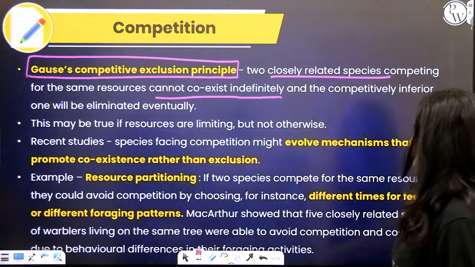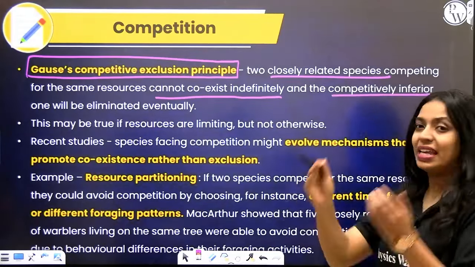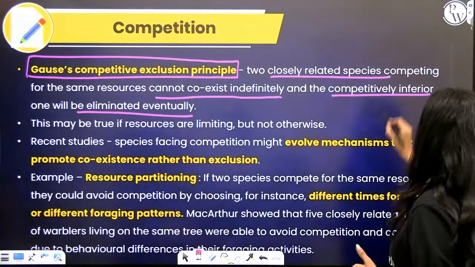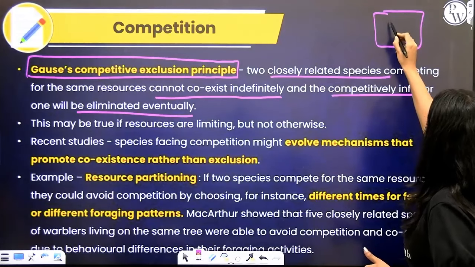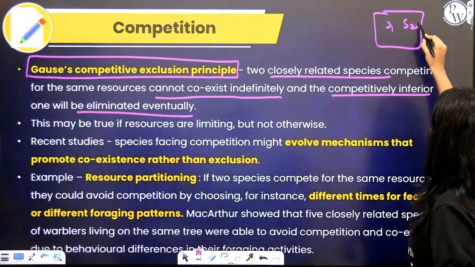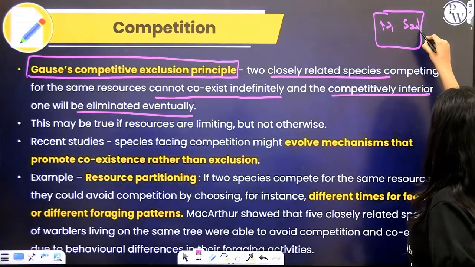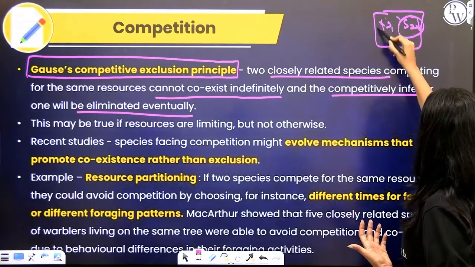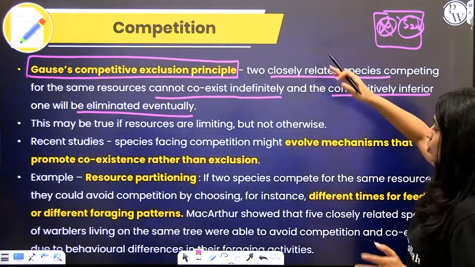Eventually, sooner or later, the competitively inferior species will be eliminated. Okay, so if you have an area, you have two species, both of them competing for the same resource. This is superior, this is inferior. They cannot live like this forever. Eventually, this is going to take over and this will be completely eliminated. That is what this means.